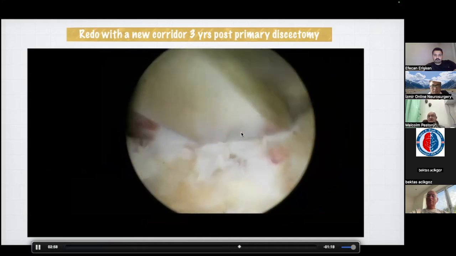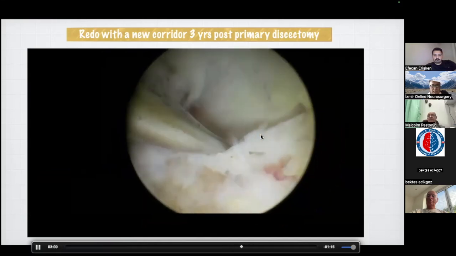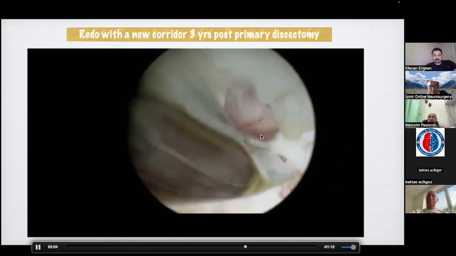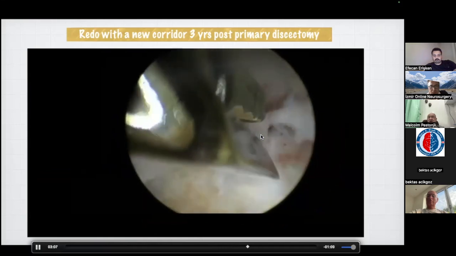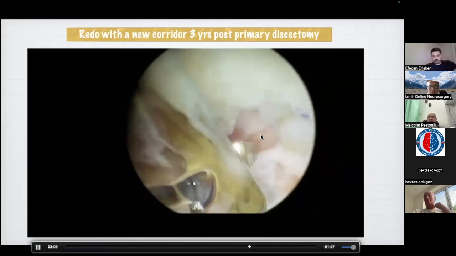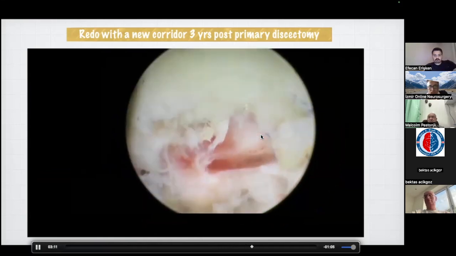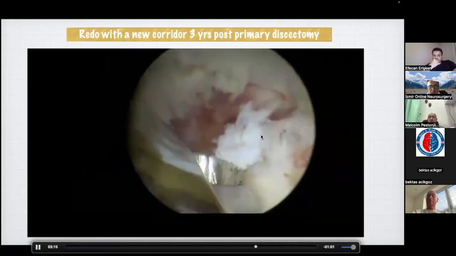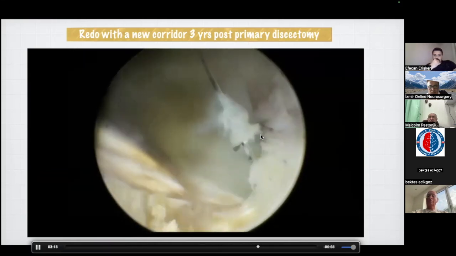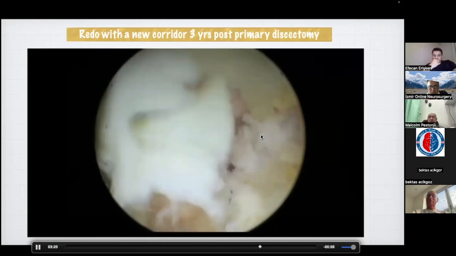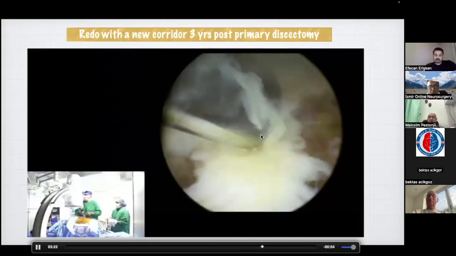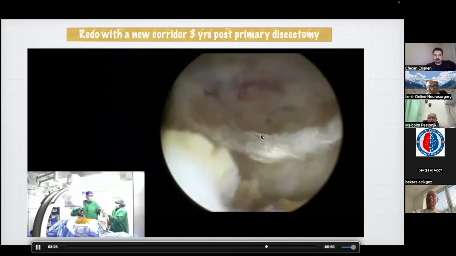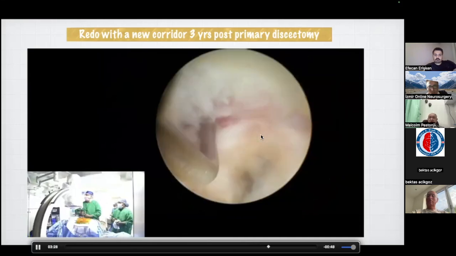So now I'm using a dissector and I'm separating the PLL from the traversing nerve root. It's still badly stuck, so I'm using an arthroscopic punch to go there and bite out this PLL. Can you see that? So it's a PLL pathology, plastering of the PLL, tightening of the traversing root, remnant discal material, large fragments over there, recurrence of herniation, all being tackled.